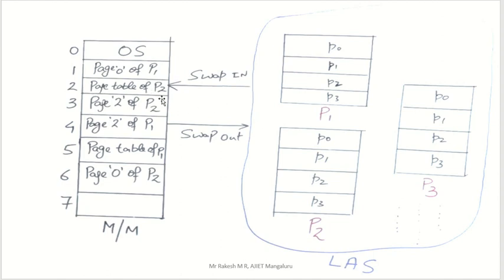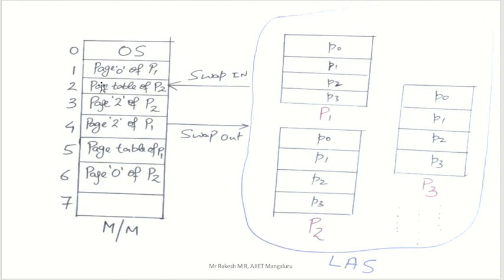Now we have to perform multi-programming. Many processes should be there in main memory. How to do that? The concept is that some of the pages of process P1 we are taking here. See here, page 0 of P1 is there in main memory. Page 0 of the P1 process we are going to take into main memory.